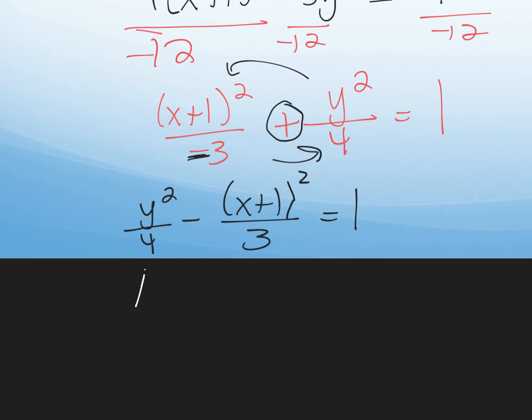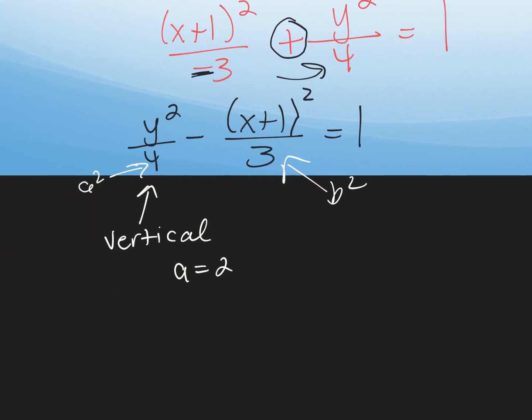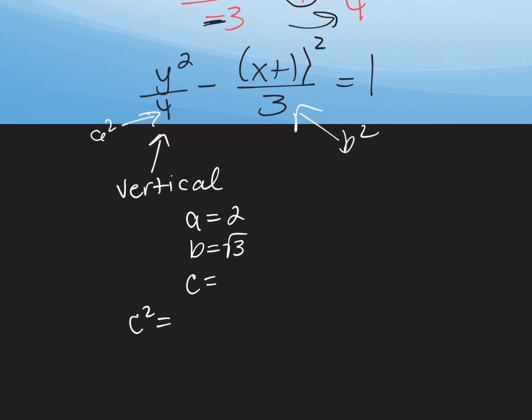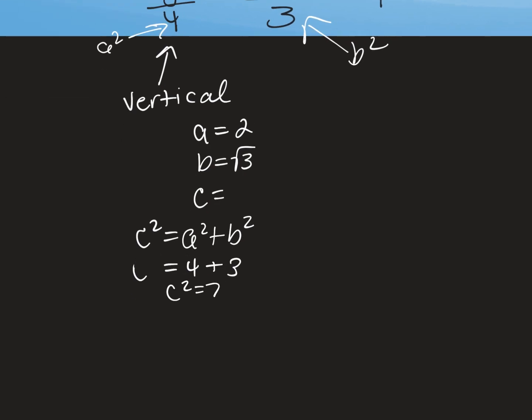Since my y squared is first, I know it's going to be a vertical ellipse. I know that my a value is right here. A squared is 4, so a is 2. I know that my b squared value is 3, so my b value is the square root of 3. In order to find c, I can use that little tiny formula we have, the Pythagorean theorem. C squared equals a squared plus b squared. So a squared, 2 squared, is 4, plus square root of 3 squared is 3. So c squared equals 7. So c equals the square root of 7. Okay, good. Yucky numbers, but who cares?